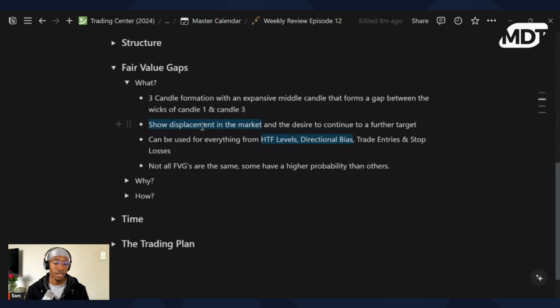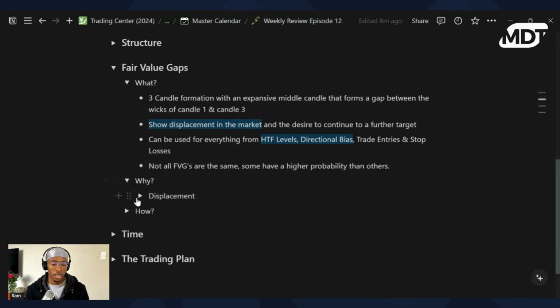And they literally can. And not all fair value gaps are the same. Some have a higher probability than others. Basically, we characterize them into 2 groups. There are one-sided fair value gaps, which are high probability, and then 2-sided fair value gaps, which are lower probability. And yeah, I'll show them in a bit.